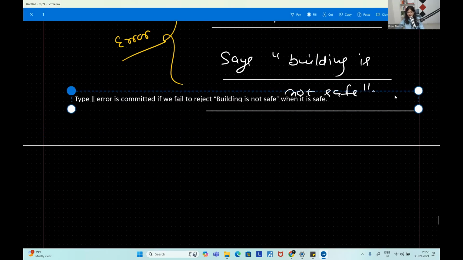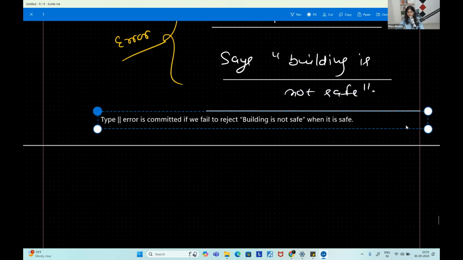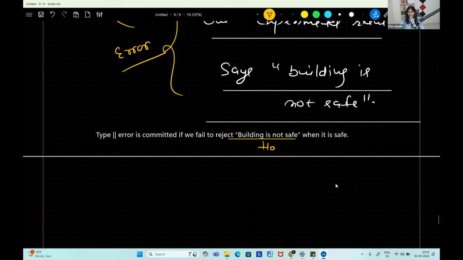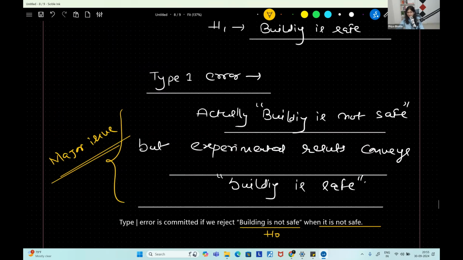so this is the complete idea. Type 2 error is committed if we fail to reject "building is not safe" when it is safe. So you fail to reject the null hypothesis when it is actually safe. Now it is clear what is the difference between type 1 versus type 2 error.